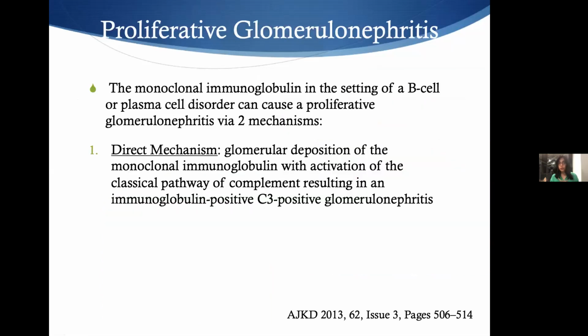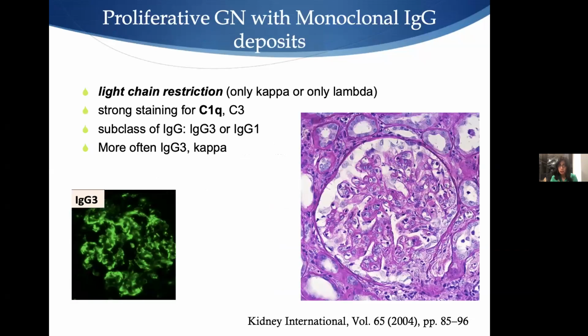What about the proliferative glomerulonephritis? Now, as I said, the monoclonal immunoglobulin in the setting of a B cell or plasma cell disorder can cause a proliferative glomerulonephritis via 2 mechanisms. The first mechanism, we call it the direct mechanism, where glomerular deposition of the monoclonal immunoglobulin with activation of the classical pathway of complement results in an immune complex mediated C3 positive glomerulonephritis. So you get a full-blown immune complex mediated glomerulonephritis. What's monoclonal in it? That I have only a single light chain, as we said.